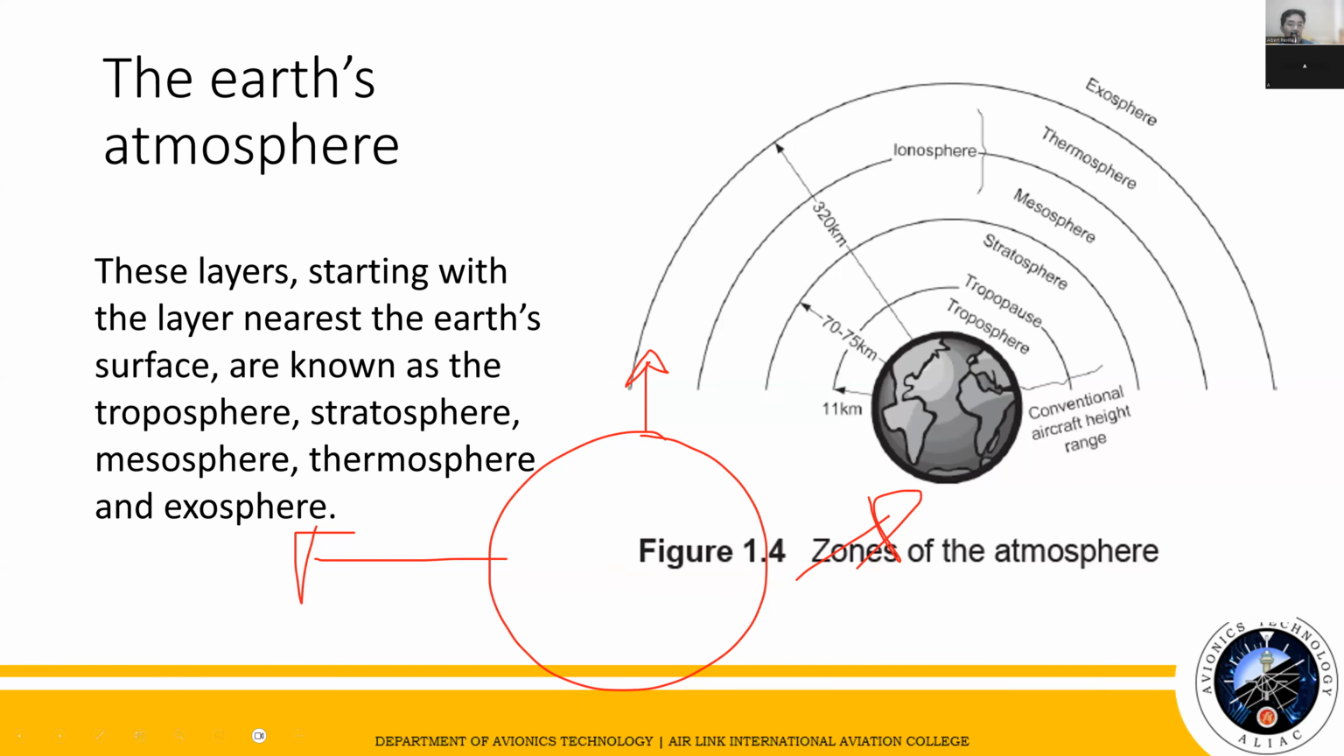It is in the stratosphere that incoming solar radiation creates the ozone layer. So again, these are the layers of the Earth's atmosphere.